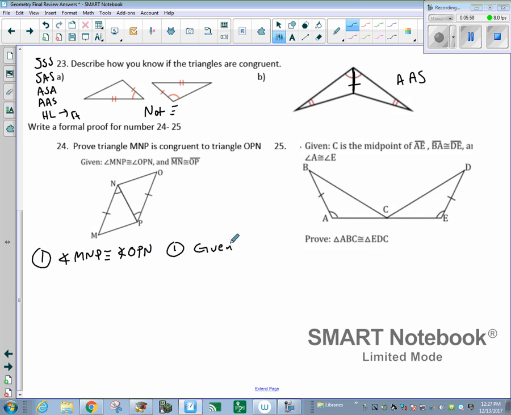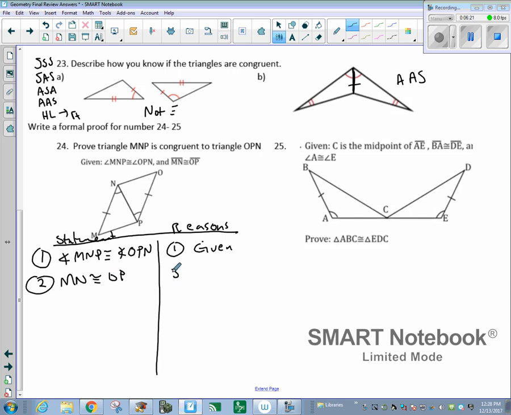And so I'm going to do this as a two-column proof. It looks like this. This is our statements, and over here is reasons. Step 2 would be to write down the other given information, and if they weren't already marked on the drawing, I would be marking them on the drawing as well. MN is congruent to OP, and over here, that is also given.